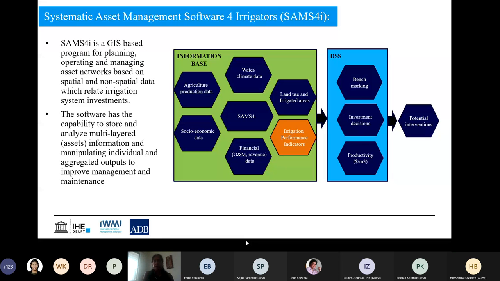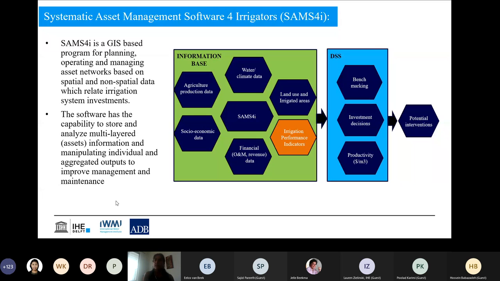So this is being addressed through a second tool. This is an asset management tool developed by IHE in consultation with ADB and the Department of Irrigation, and targeted at irrigators in the basins. It's a GIS program for planning, operating and managing asset networks based on spatial and non-spatial data which relate to irrigation systems investments. The software has the capability to store and analyze multi-layered asset information, and to manipulate individual and aggregated outputs to improve management and maintenance.